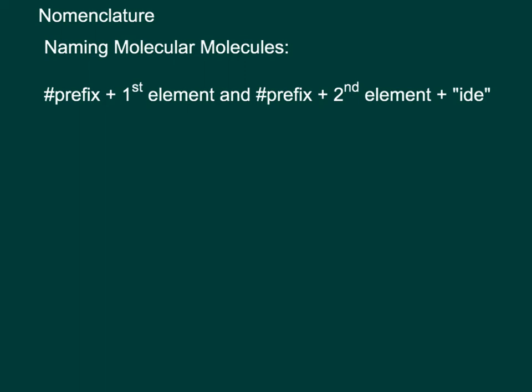Okay, now we're going to look at naming molecular molecules. So there's a pretty simple formula for this. In some ways it's a little bit easier. The first thing you do is you give a number prefix and the first element. So if we were to look at CO2, this is the first element right here. We have monocarbon. Okay. In general, the mono gets dropped for the first one. You don't need to include that. So you would pretty much just say carbon.